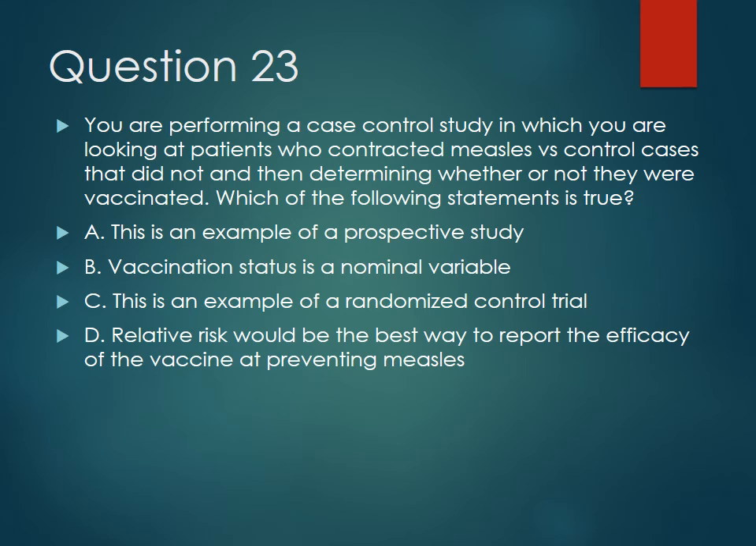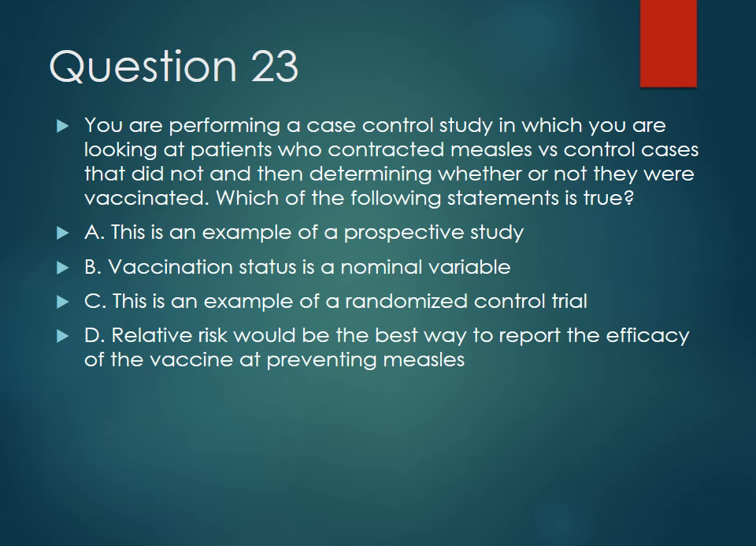And then looking at this, relative risk would be the best way to report efficacy of the vaccine at preventing measles. We know this to be incorrect because, again, we are looking retrospectively. We are looking at the prevalence of the disease, and so risk would not be ideal to look at that.